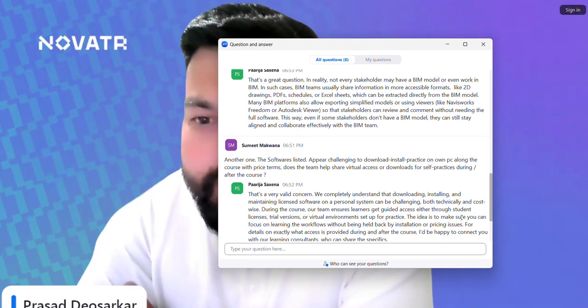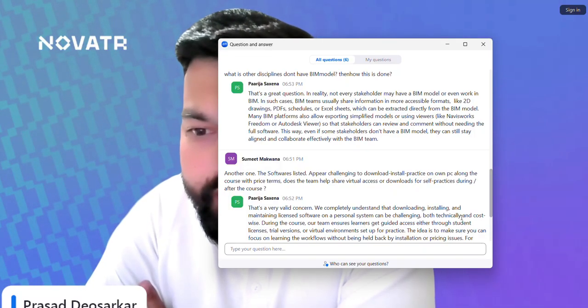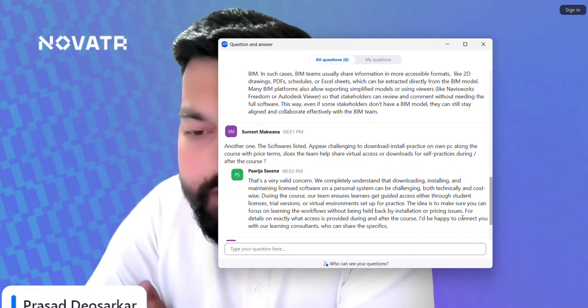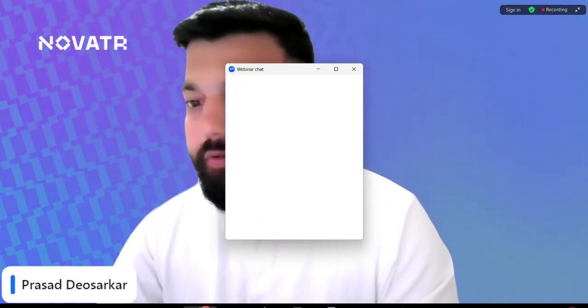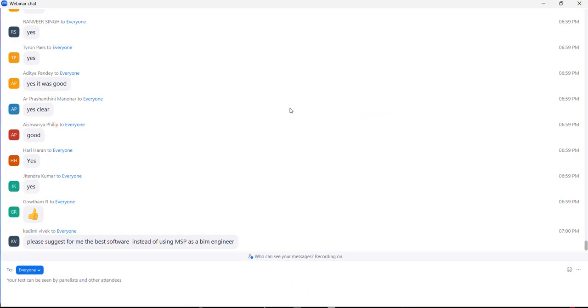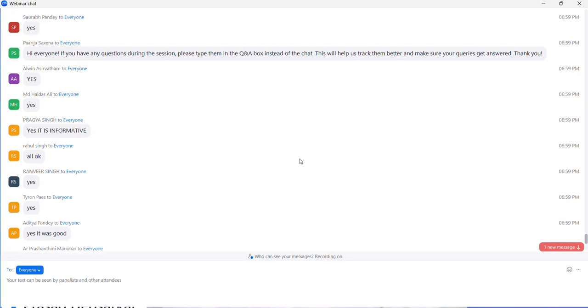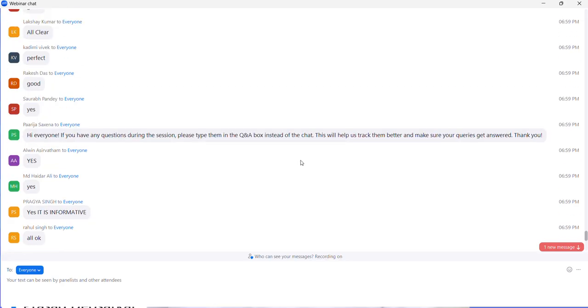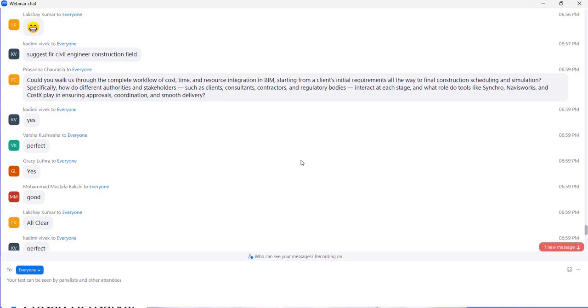So I'll take up the question that I just see from Vivek. Please suggest for me the best software instead of using MSP as a BIM engineer. I think it depends what your end goal is, Vivek. If your end goal is to create a 4D simulation, you can even go and use Excel. Excel works as good as an MSP. But since you know about MSP, I wouldn't want you to change it. MSP is a very user-friendly software. You can use Primavera, but Primavera also links up with a lot of softwares. MSP also equally links up with most of the BIM softwares.